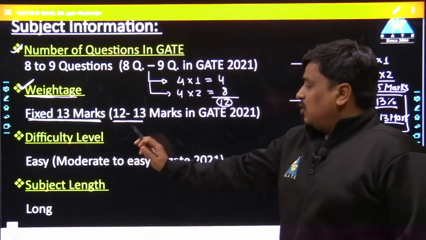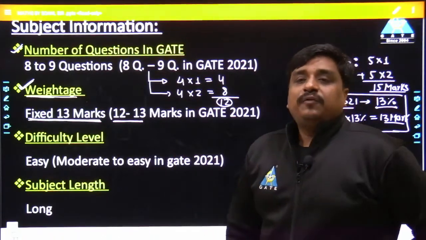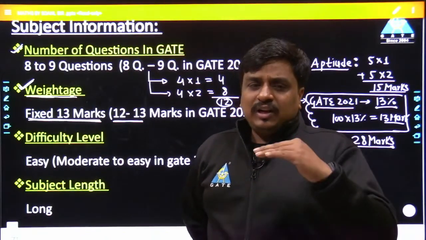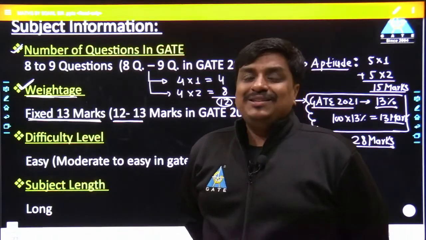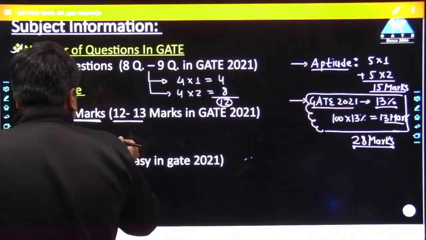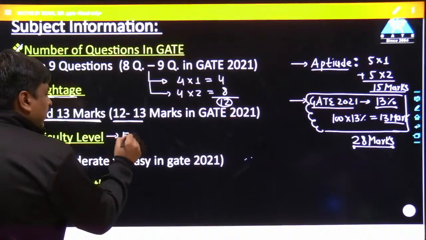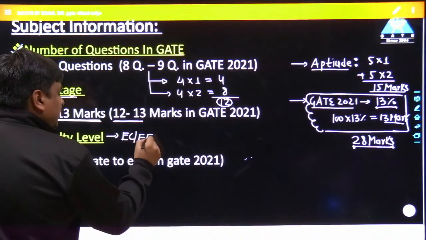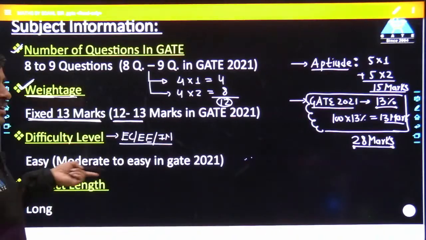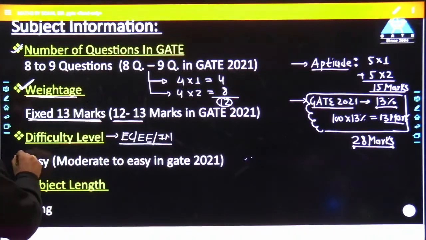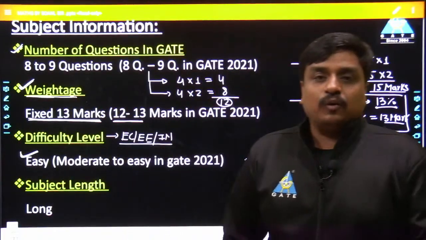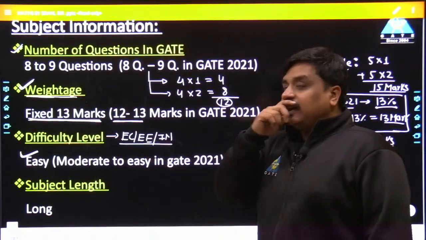Agreed? Now if I talk about the difficulty level, if you visualize all of the question papers which have come earlier, usually the difficulty level of engineering mathematics used to be between moderate and easy. Even if I take the reference of the 3 papers, electronics, electrical and instrumentation, again the difficulty level of engineering mathematics was between moderate and easy. So whatever trend it has been following so far, in GATE 2021 also they followed the same trend.